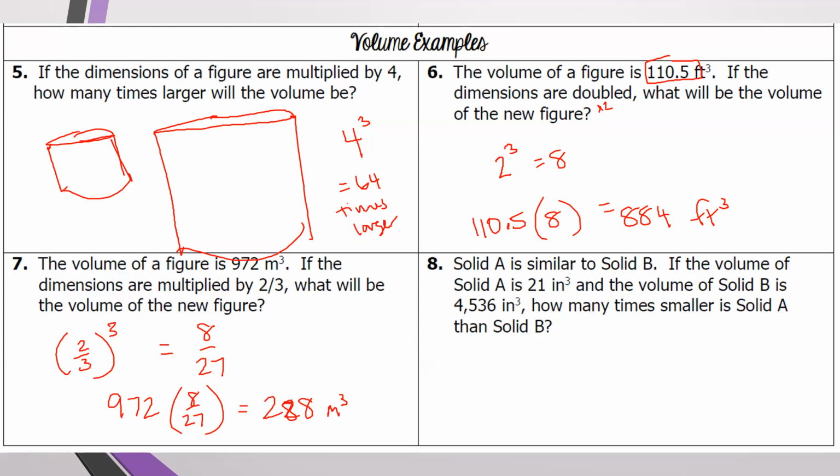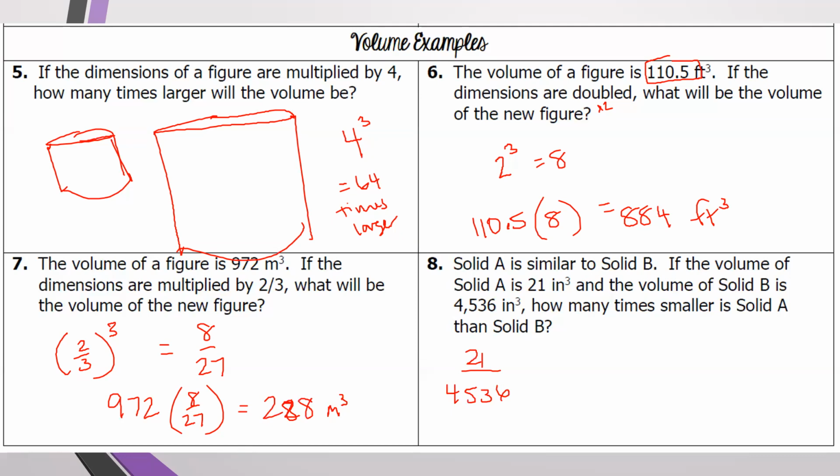All right, now I have two solids. They don't tell me what shape they are, but they're solid, solid A and solid B. The volume of solid A is 21, and the volume of solid B is 4,536. This is volume.